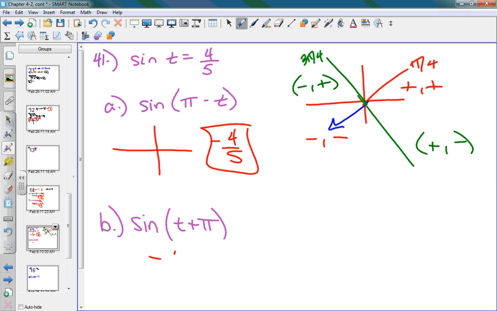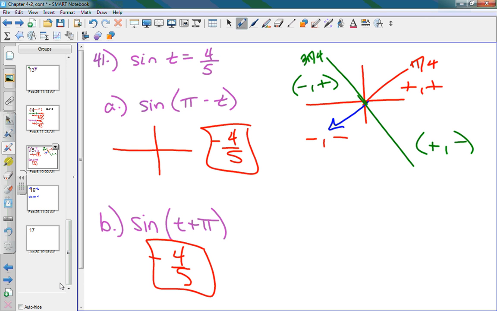Still going to be negative 4 over 5. And the last set of instructions says use your calculator to evaluate the expression, round your answers to 4 decimal places. Okay, is everybody listening to me on this? You guys need your calculators up so that you can see this to make sure that you have it in the right mode.